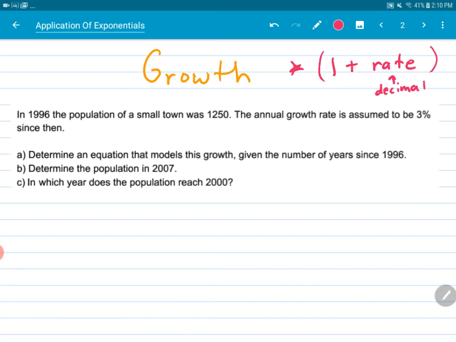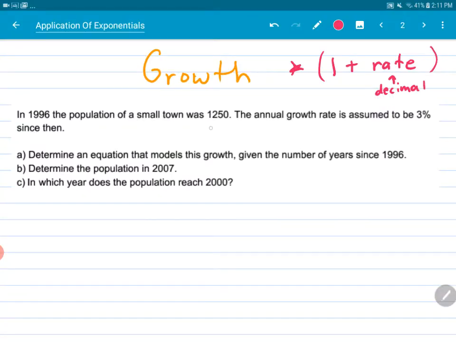So in 1996, the population of a small town was 1,250. The annual growth rate is assumed to be 3% since then. So that's our question, and we're going to take a look at 3 parts. Part A says, determine an equation that models this growth given the number of years since 1996. So that's always your first place to start, is make an equation so that you can use it and plug in numbers to answer your question.